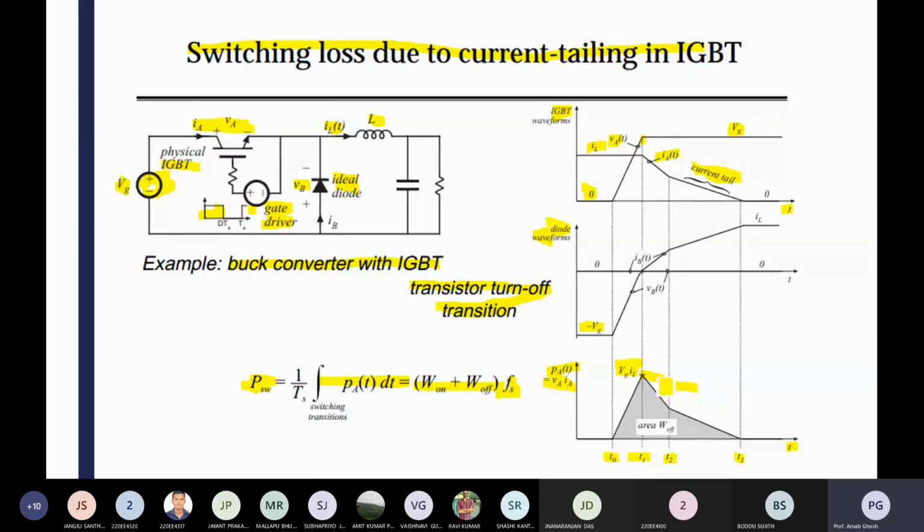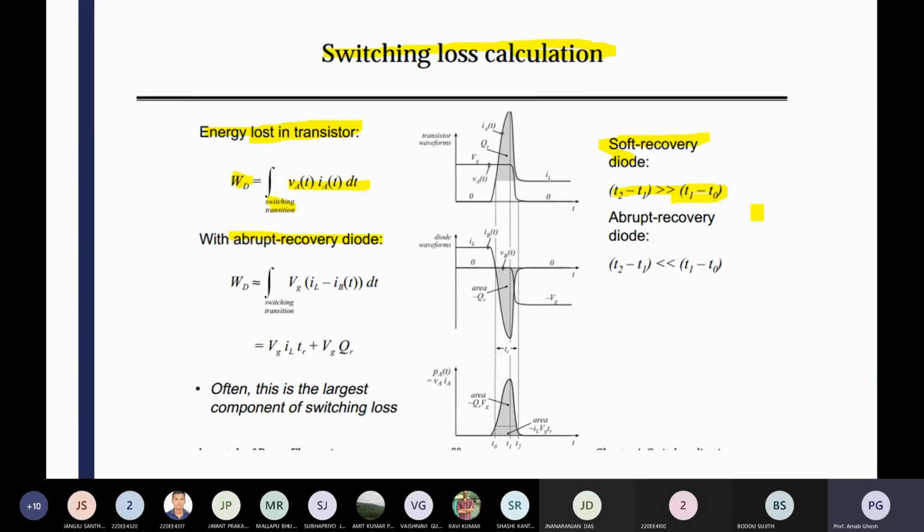But in case of abrupt recovery, it means how fast it will be mitigated, how fast it goes to zero. So T2 minus T1 will be less than T1 minus T0, meaning that portion is very small compared to T1 minus T0. So that is your abrupt switching, abrupt recovery time. Okay, I think I am getting that point.